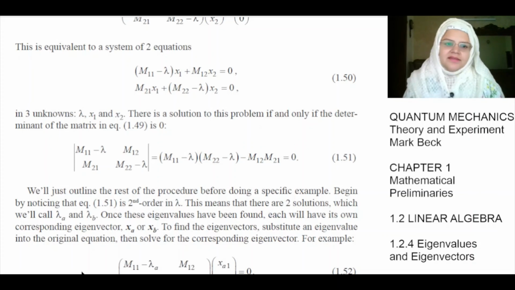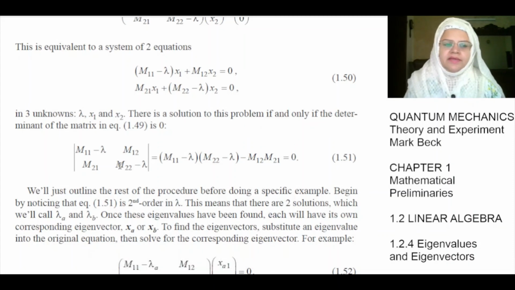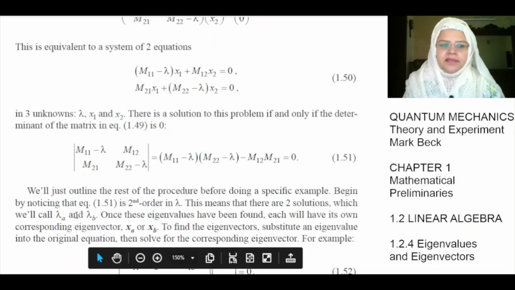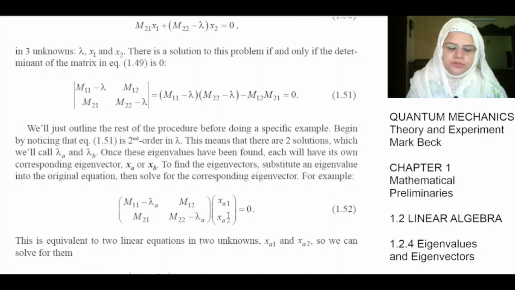We find the eigenvalues by setting the determinant equal to 0. Since this is a 2 by 2 matrix, it will give us two eigenvalues, lambda A and lambda B. We can use the eigenvalue lambda A to find the eigenvector xa and the eigenvalue lambda B to find the eigenvector xb. If we substitute the eigenvalue lambda A into equation 1.50, we obtain equation 1.52. From this we find that if the components of the eigenvector are given in terms of xa1 or in terms of xa2, we do not have a unique solution for xa1 and xa2.